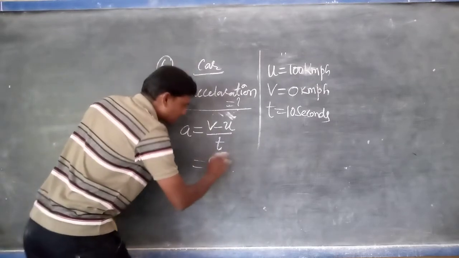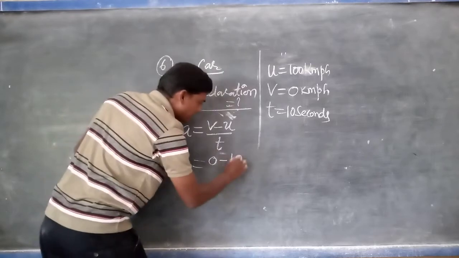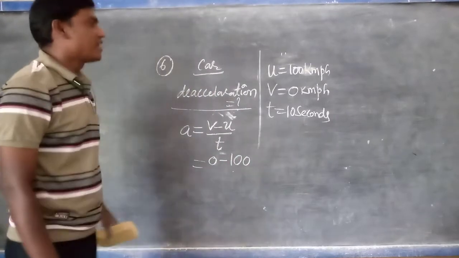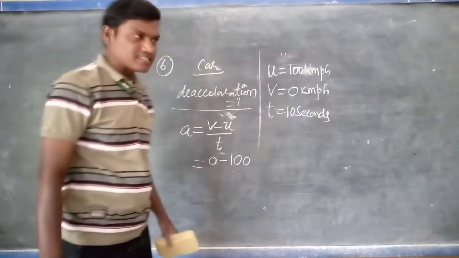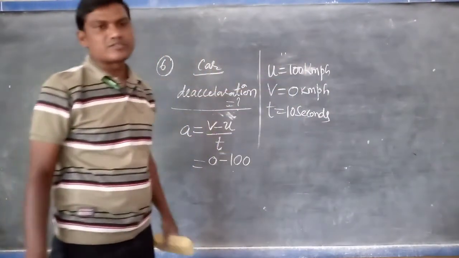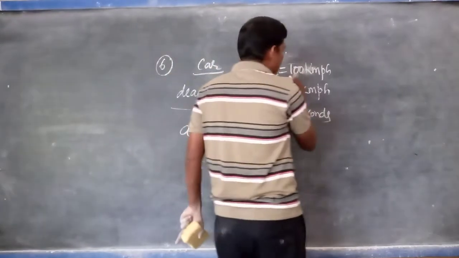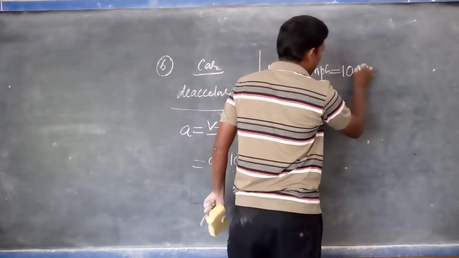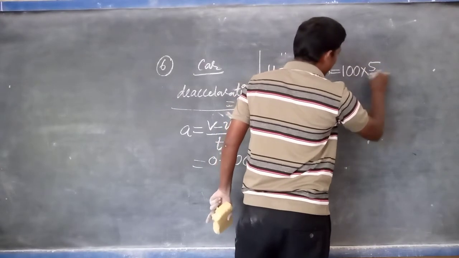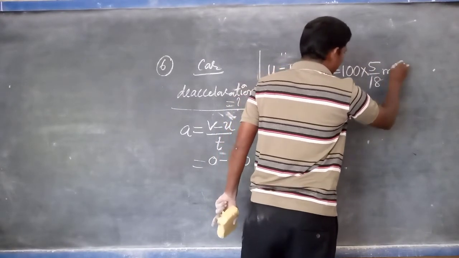U value is 100 kilometers per hour. But listen very carefully. The time value given is 10 seconds, but velocity is given in kilometers per hour. That's why you can convert 100 kilometers per hour to meters per second. That is, you know that 100 into 5 by 18 meters per second.